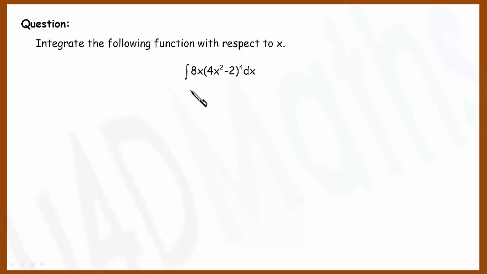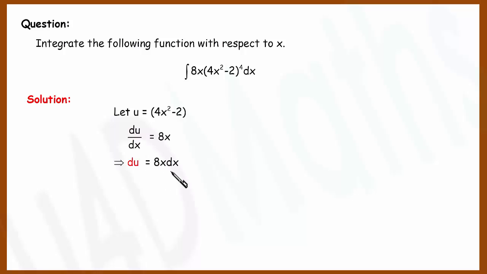So let's have a look at a question using substitution. In this question, we're asked to integrate the following function. As we can see, this isn't a standard integral. If we let u equal 4x squared minus 2, we can differentiate u with respect to x to give 8x. If we cross multiply, we get du is equal to 8 times x dx.